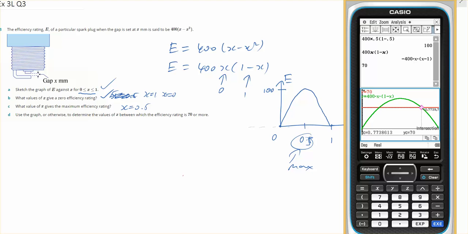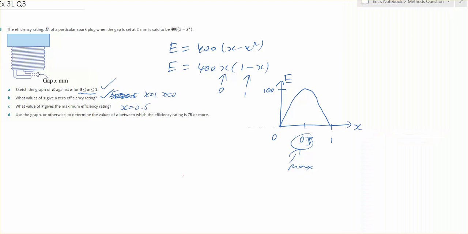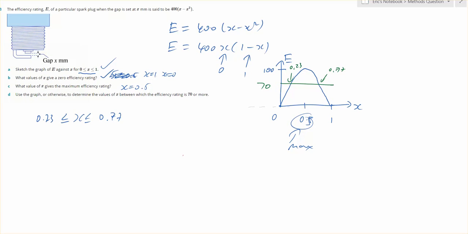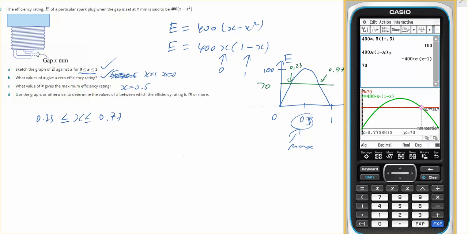So it is 70 or more when the x value is between 0.23 and 0.77. So graphically I can draw it like this. We want to find when it intersects with 70, and it happens to be at 0.23 and 0.77. And it includes those points because it's either 70 or more. Now we can solve this algebraically if we want.